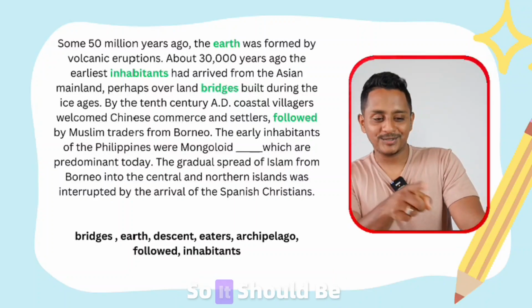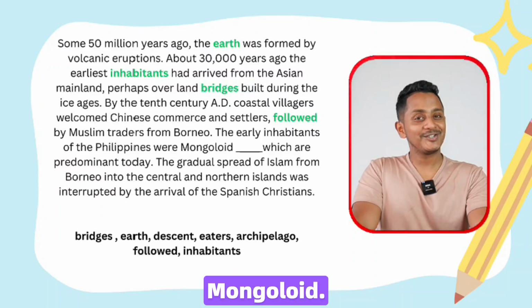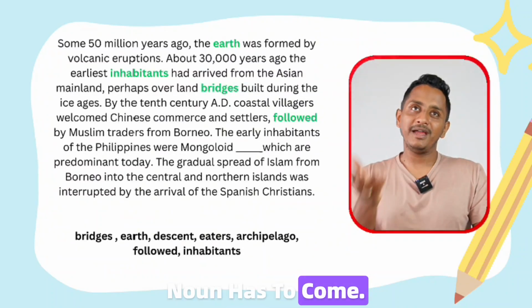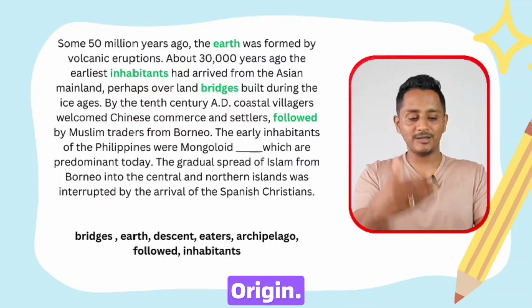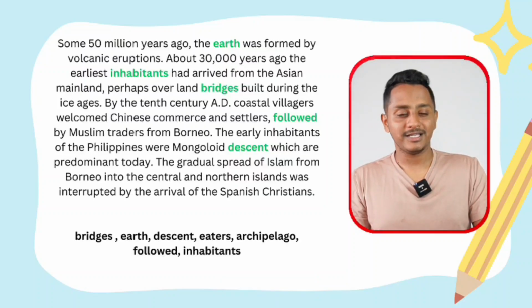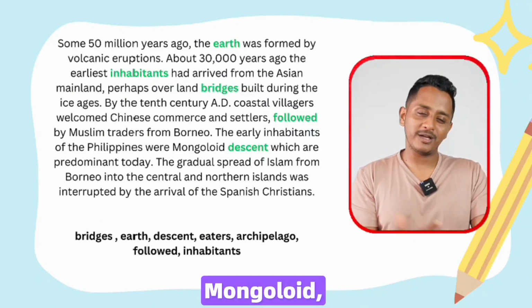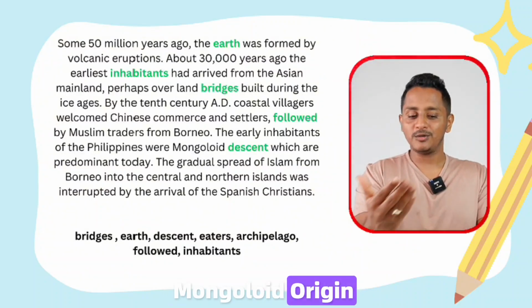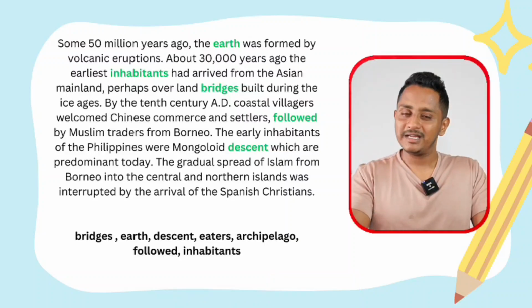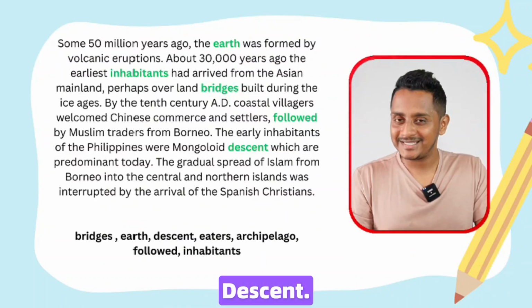The early inhabitants, so it should be inhabitants of the Philippines, were Mongoloid dash. Mongoloid is an adjective. After adjective, what has to come? Noun has to come. Indian origin, Mongoloid origin, Mongoloid descent. Descent is a noun. Descend is verb. To descend, the descent. They were of Mongoloid origin or descent. So first one is the earth was formed, second is earliest inhabitants, third is bridges, fourth is followed by, fifth is Mongoloid descent. Hope you are getting it.